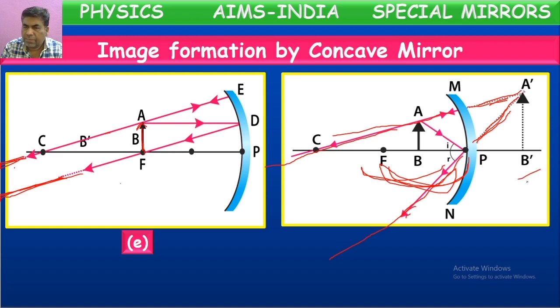So A dash B dash. The image will be formed inside the mirror only in the last case. What is that case? When the object is between focus and pole. Here, as the image is formed inside the mirror, we can call it a virtual image. We cannot catch it. The image is magnified. This is the sixth case. Like this, we have mainly 6 cases in the image formation by a concave mirror.